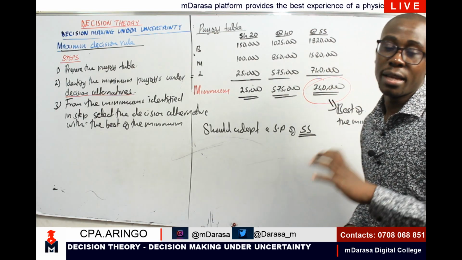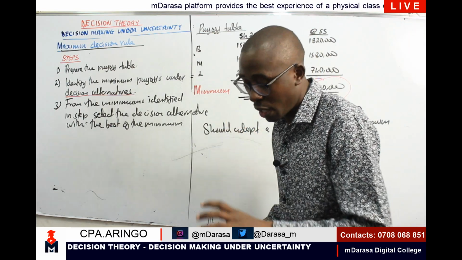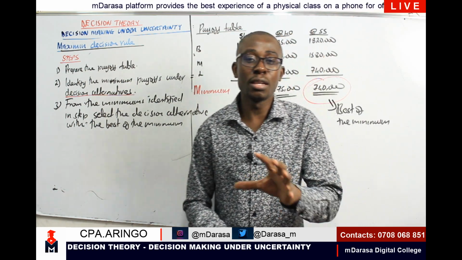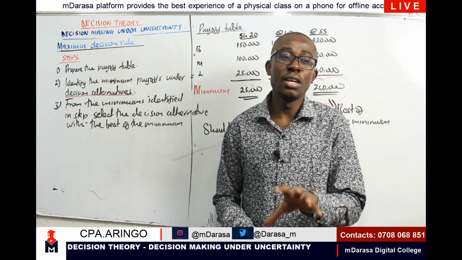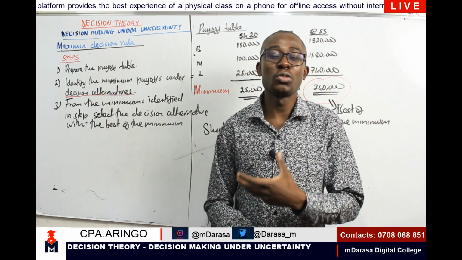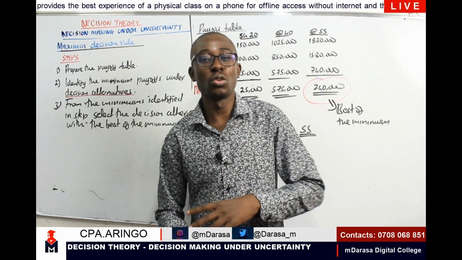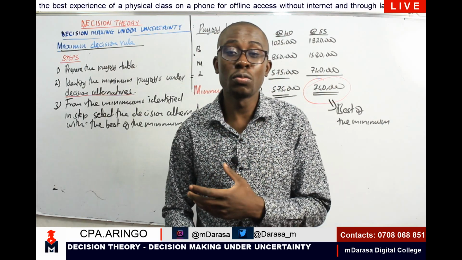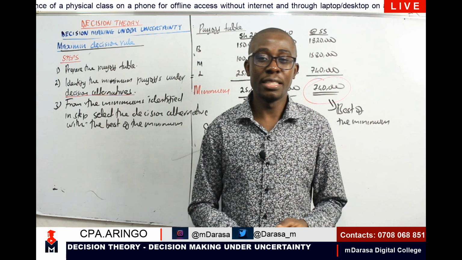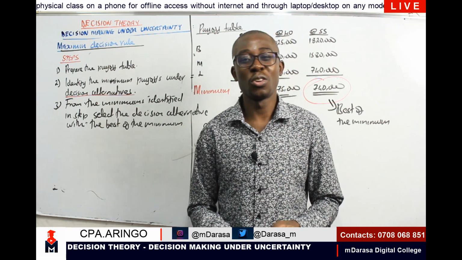Now, in our next class, I'll want us to handle the third method actually. This is the most interesting method that you must always keep at the back of your mind. The method that we're going to handle in our next class is known as the Minimax decision rule.